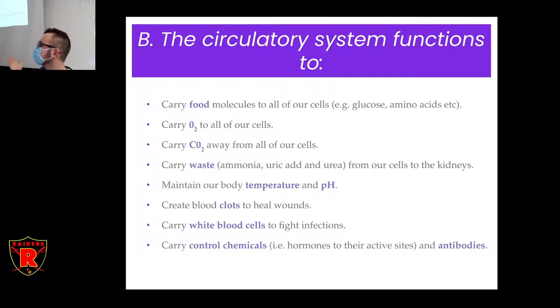So what are you doing with this system? You have to move food around, so we mentioned that. That's the metabolites: sugar, fat, amino acids for other parts of your metabolism, and protein synthesis. You have to move O2 and CO2 around, so O2 to your cells and CO2 away from them.